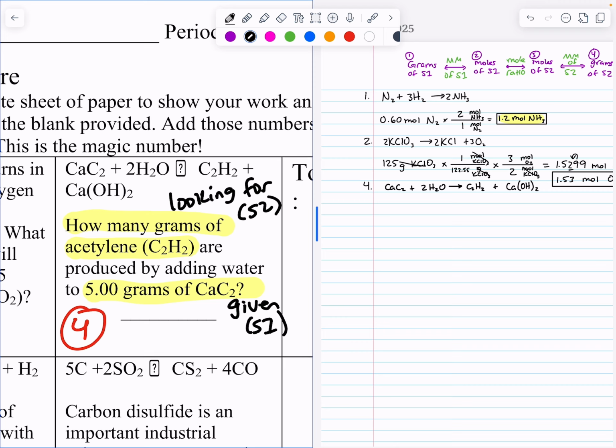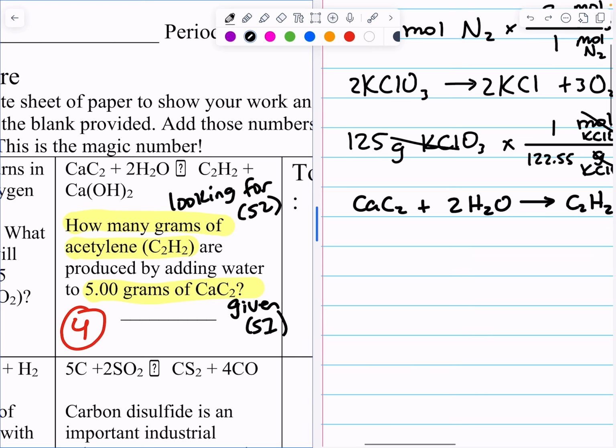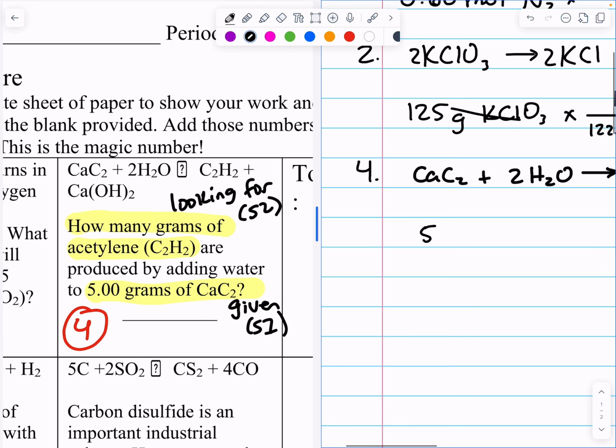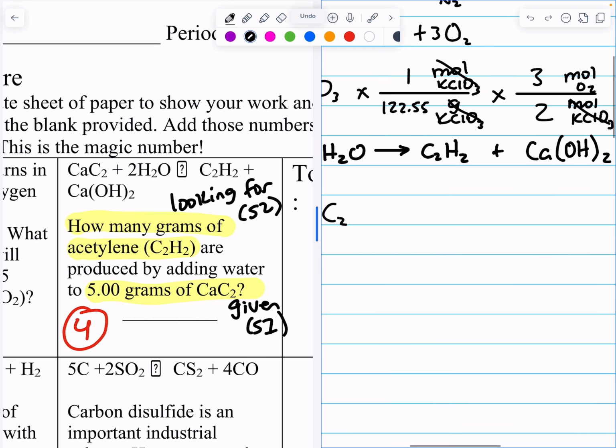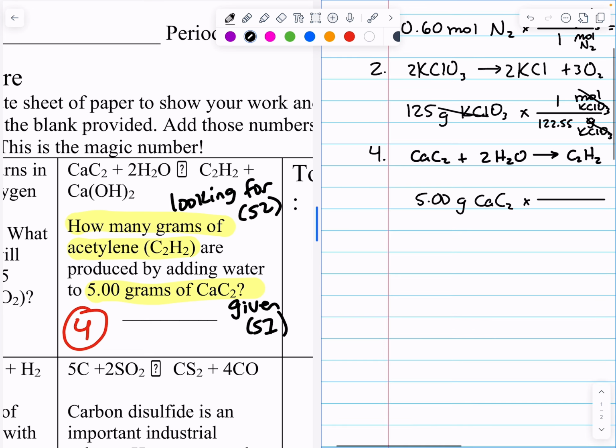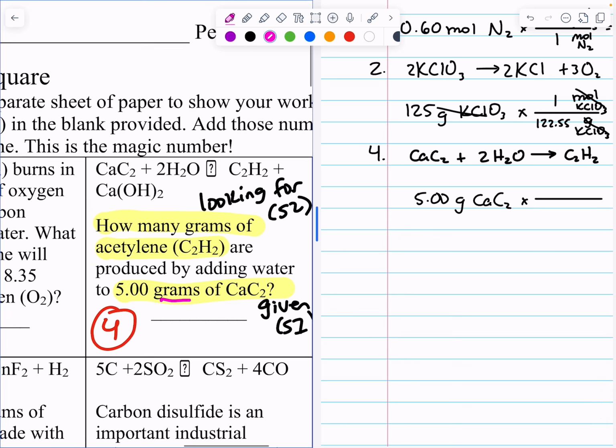Given is always substance 1. I am given 5 grams of CaC2, so I will put that here: 5.00 grams of CaC2 times a fraction, always, all the time, no matter what. My given is grams of CaC2, and I'm looking for grams of C2H2. I'm going from grams to grams.